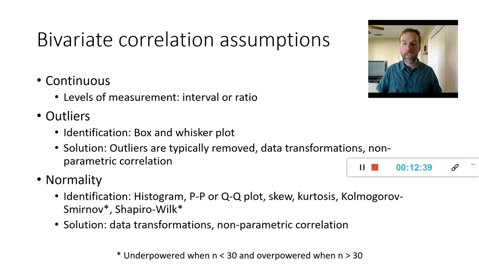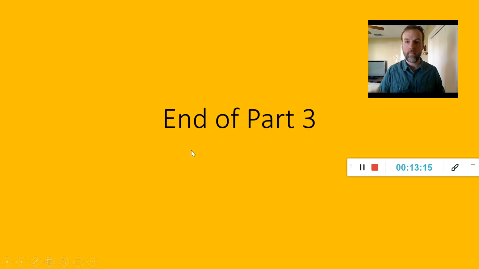If it's less than 30, you can use these tests. The problem is that they're typically underpowered. So they might say they're not significant, but that might only be because it's an underpowered test. What are the solutions here? Well, again, data transformations can potentially improve the normality of your data. We're actually going to talk about a data transformation soon. And lastly, kind of your other resort, if I fail this assumption, I'll go to a non-parametric correlation that has fewer assumptions. And that is the end of part 3.